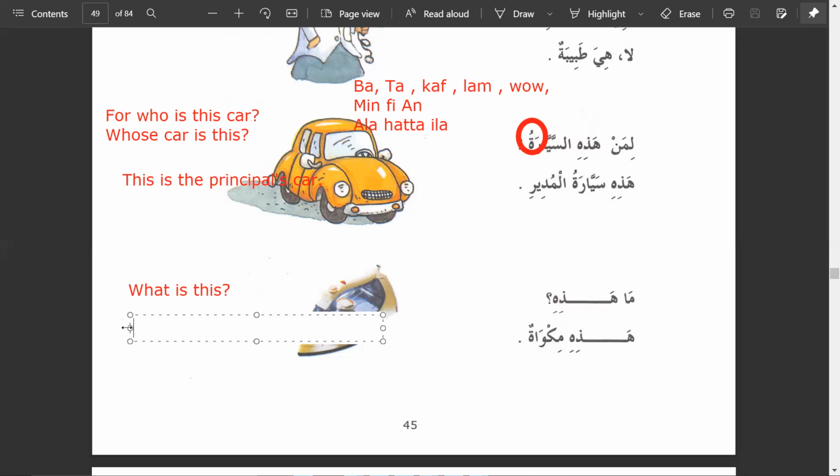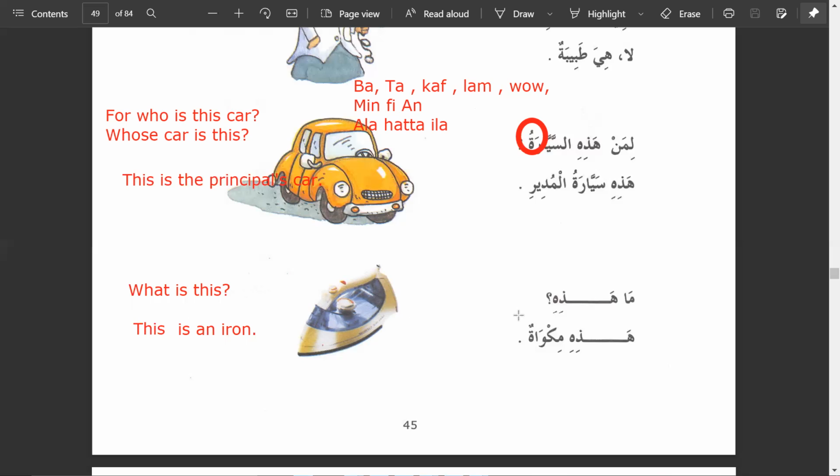Now the answer: hadhihi mikwatun. But from the picture, can you tell me what that is? Iron. This is an iron. Again, can you tell me if the word iron, mikwatun, is feminine or masculine in Arabic? Feminine. Why? Because of the ta marbuta.